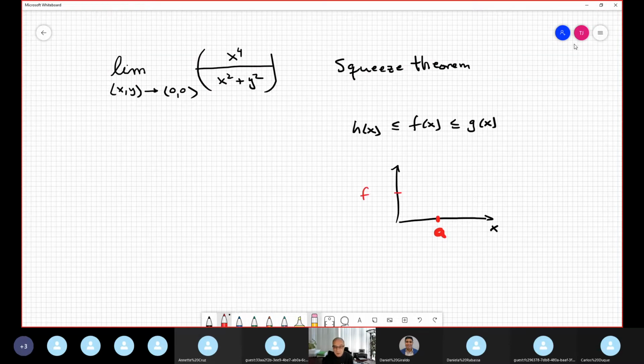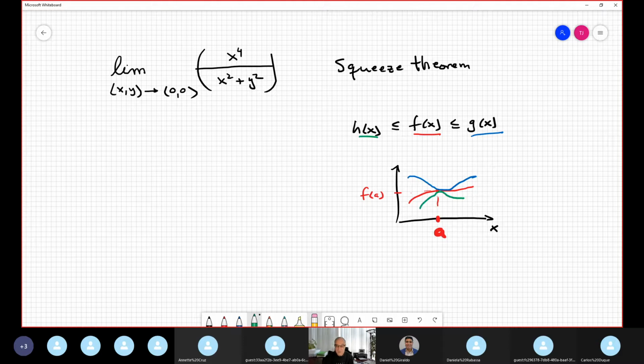And this is f of a, one point in the plane. And we have one function, suppose f, but we have another function, suppose g, something like that, and h, something like that.